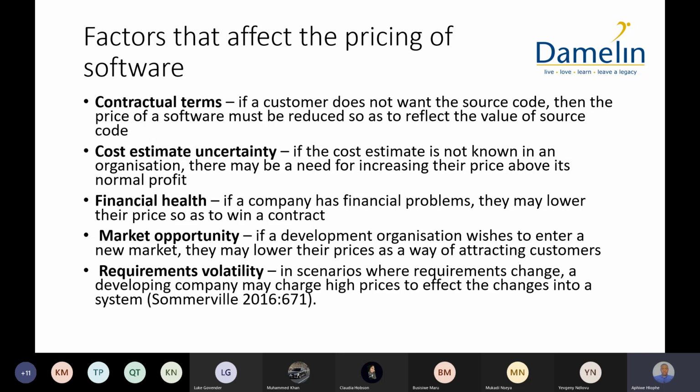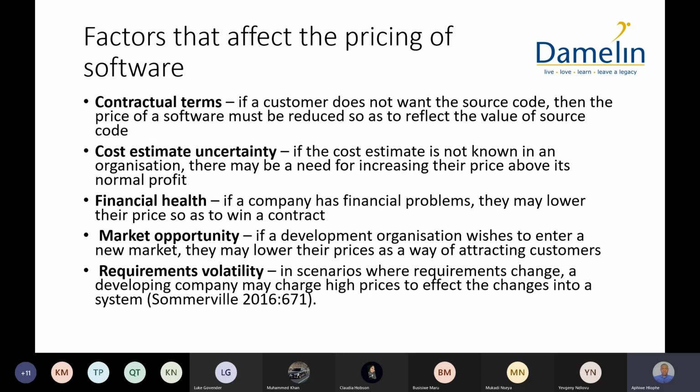And financial health. If a company has financial problems, they may lower their price so as to win a contract. So you find that companies that are software service providers may need to, because of the financial hardships that they may be experiencing at the time, maybe there isn't much business coming in, be pressured to lower their prices to get the contracts from the company that needs the services rendered.